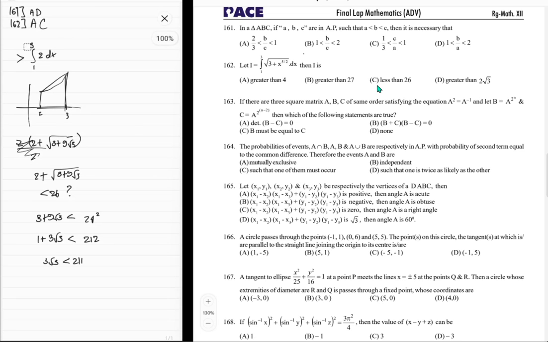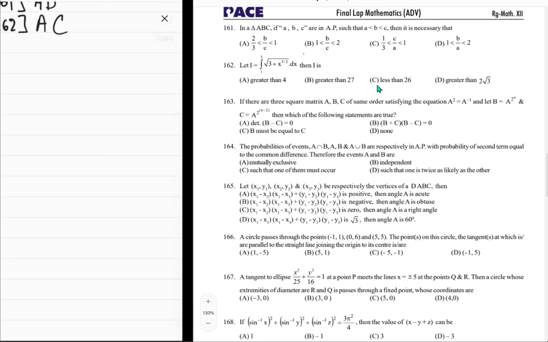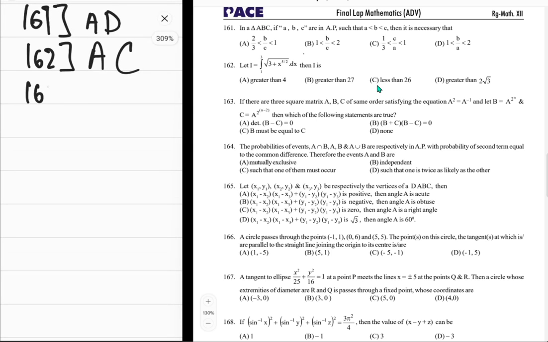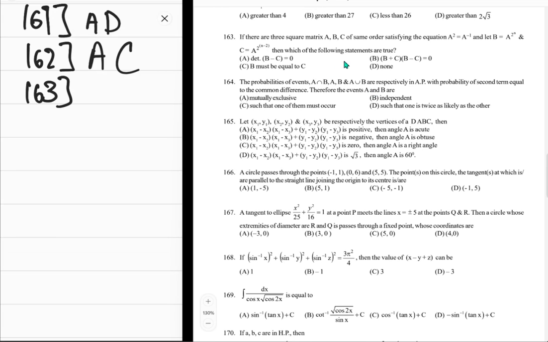Next, 163. If there are three square matrices A, B, C of the same order satisfying the equation A squared equal to A inverse, and then let B equal to A to the power of 2 power n. If the following statements are true, same order. Satisfying the equation A squared equal to A inverse.